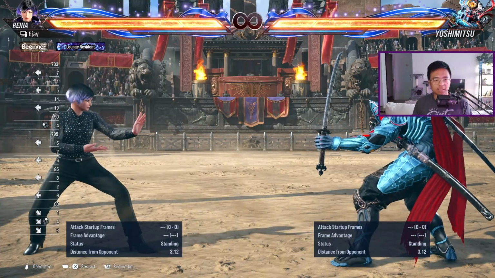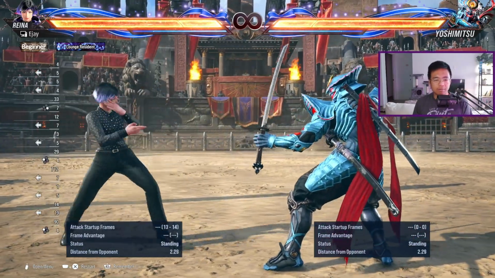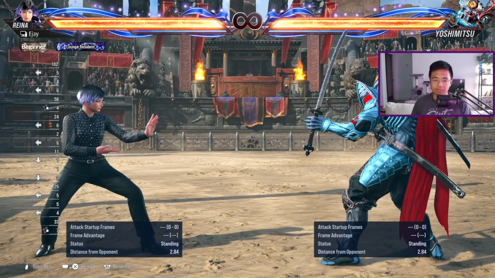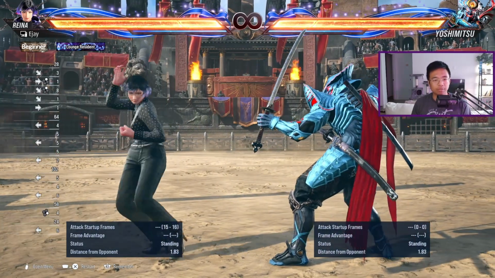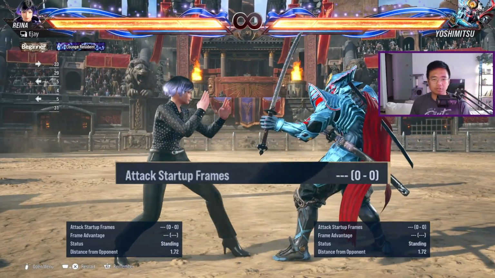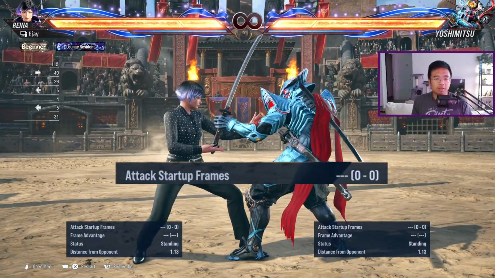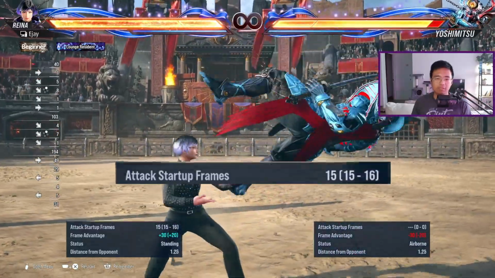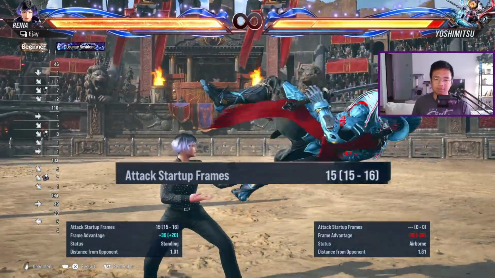And in general, like I said, they're usually the same amount of frames, unless they have some kind of forward movement. Like for example, Reina's down forward 2. And I can kind of show this. So when she's right up to his face, it's going to be 15 frames almost every single time. Actually, every single time it'll be 15 frames.